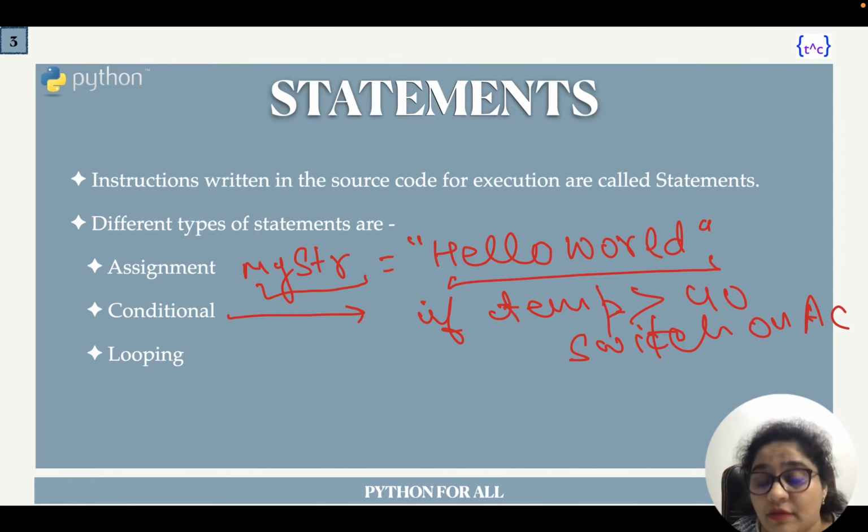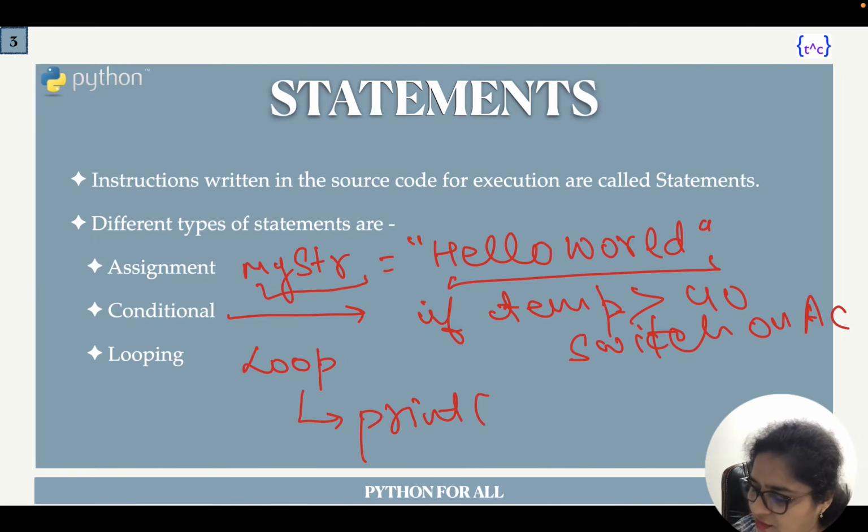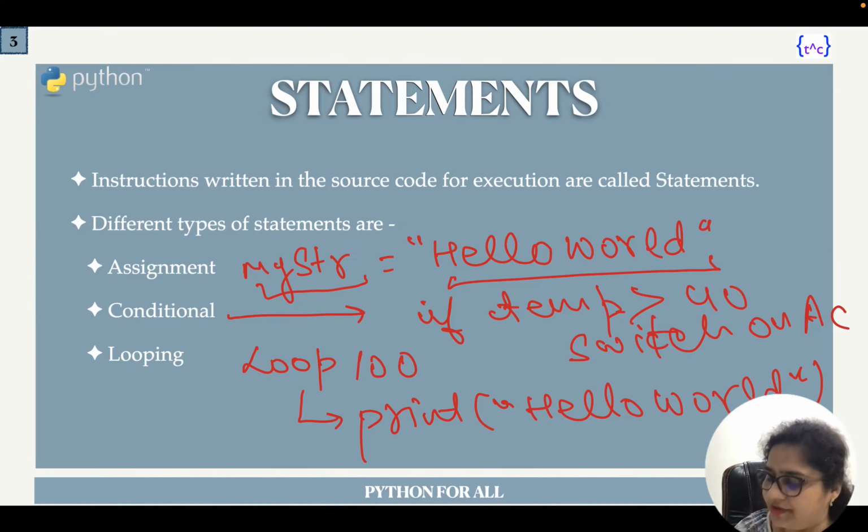So such kind of code should be put inside a loop. I'm not writing a particular Python loop syntax right now, because I will be covering that in my subsequent sessions. For now, I will just write, let's say, loop. Inside loop, what do I do? I will write print hello world.